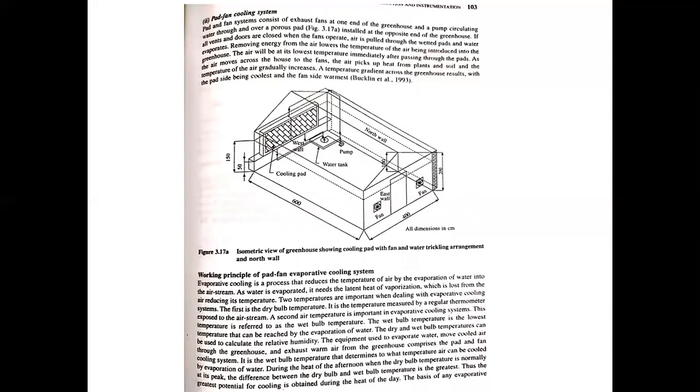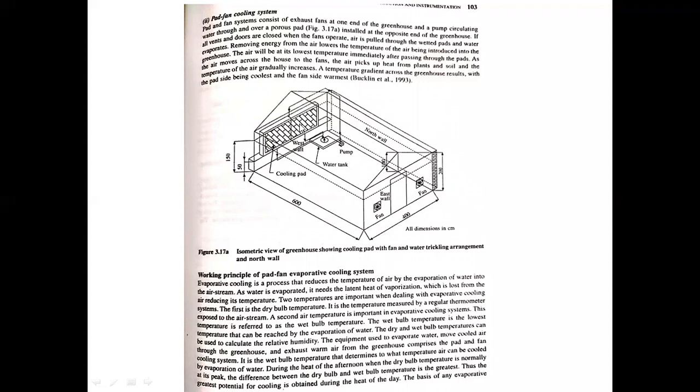Okay, so here this is the pad fan cooling system. At this end of the greenhouse there are pad fans provided, and here they have provided the exhaust fan. So when the air is circulated, the warm air is removed by this exhaust fan, and the cooling pad makes an entry of cooling air through the exterior environment into the greenhouse.